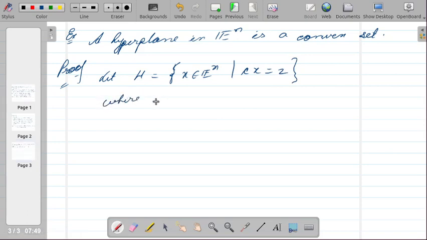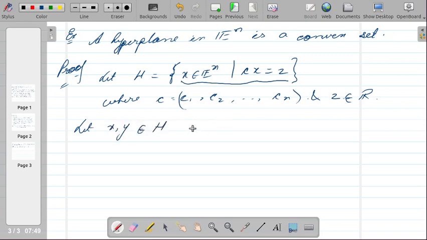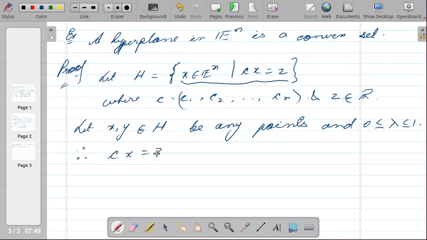Where C equal to say c1, c2, up to cn, and z is in R. z is a scalar, right? So I have to show that this is a convex set. So what is the property of this set? Any point inside this set satisfies Cx equal to z. So let us start with any two points. Let x comma y belong to H be any points, and 0 less than or equal to lambda less than or equal to 1. Therefore, Cx is equal to z and Cy is also equal to z.